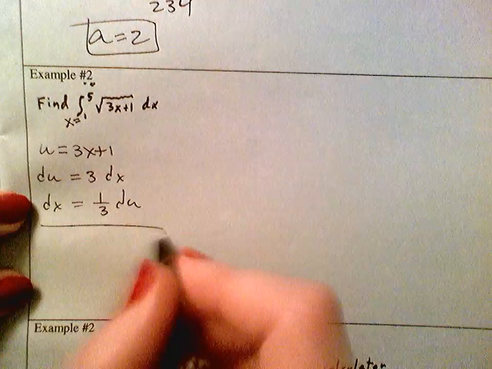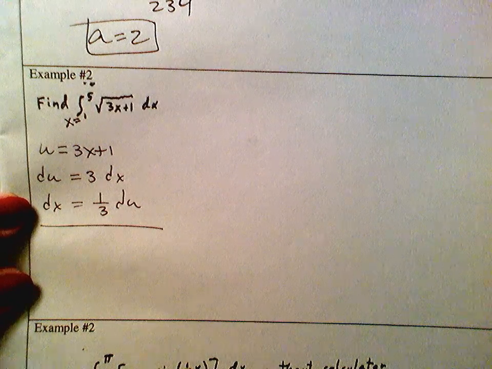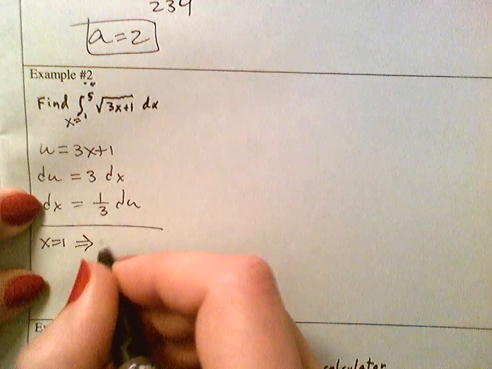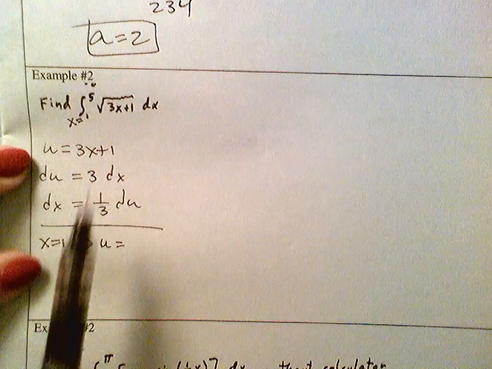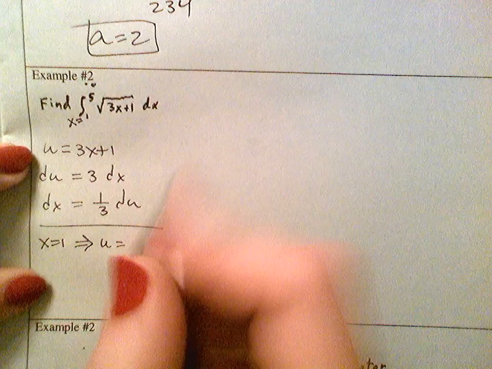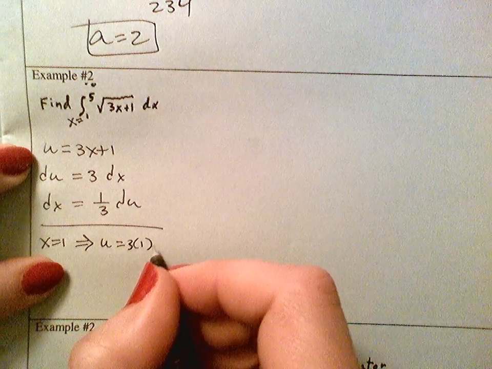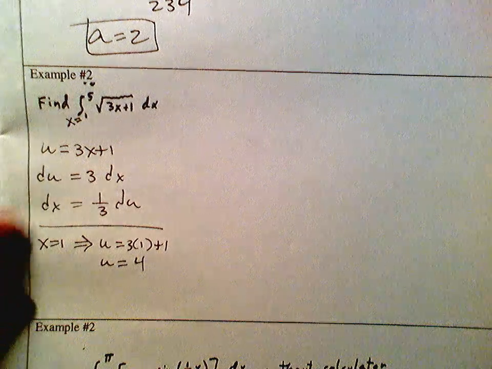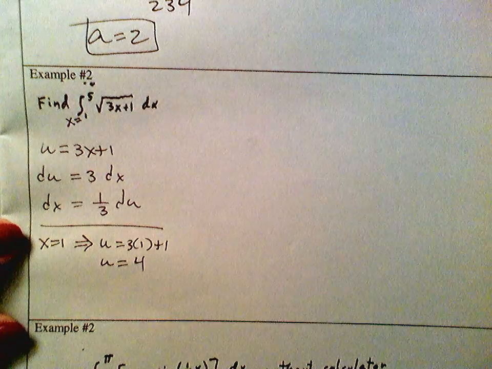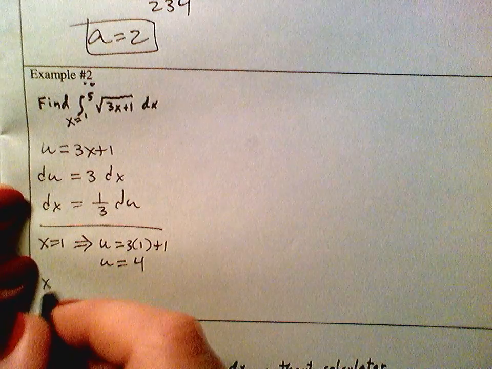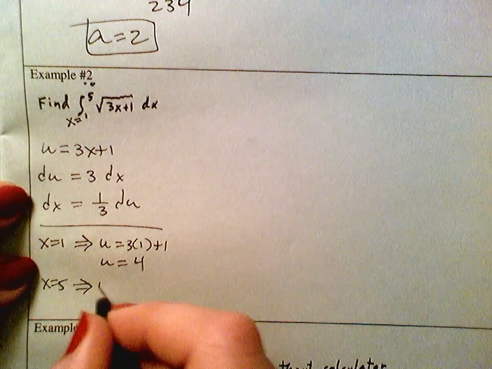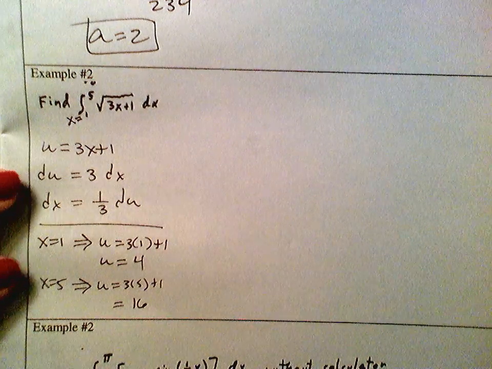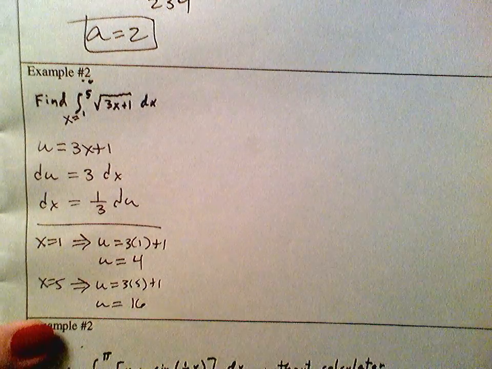So down here, I'm going to say x equals 1, then u equals, okay, u is equal to this. So u equals 3 times 1 plus 1, so u equals 4. So the lower limit is going to turn to a 4. When x equals 5, then u equals 3 times 5 plus 1. So the upper limit is going to turn to 16.